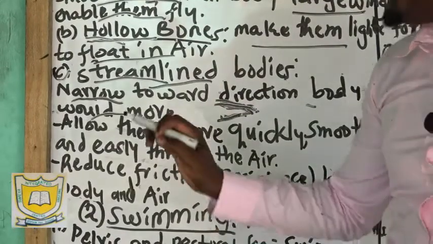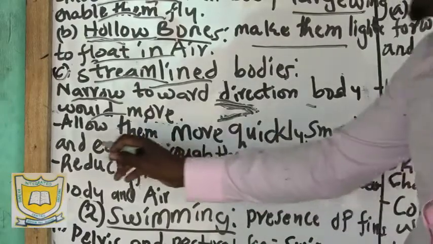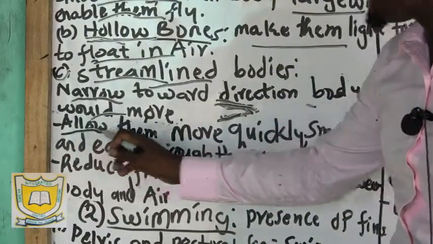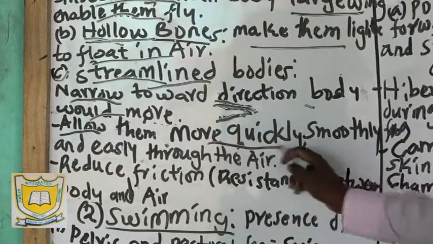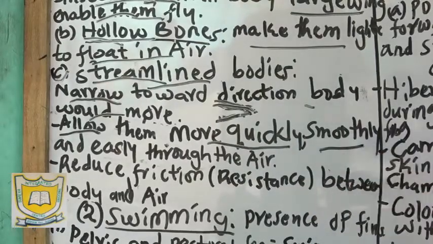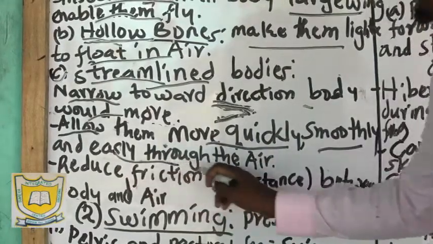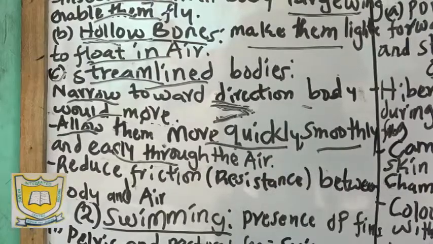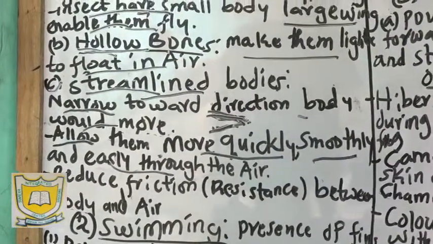Now also, what is the importance of this streamlined body? I've already elaborated it. I said it allows for easier movement or a quicker movement or smooth movement, or also it is easier to move in the air, that is under a streamlined body.